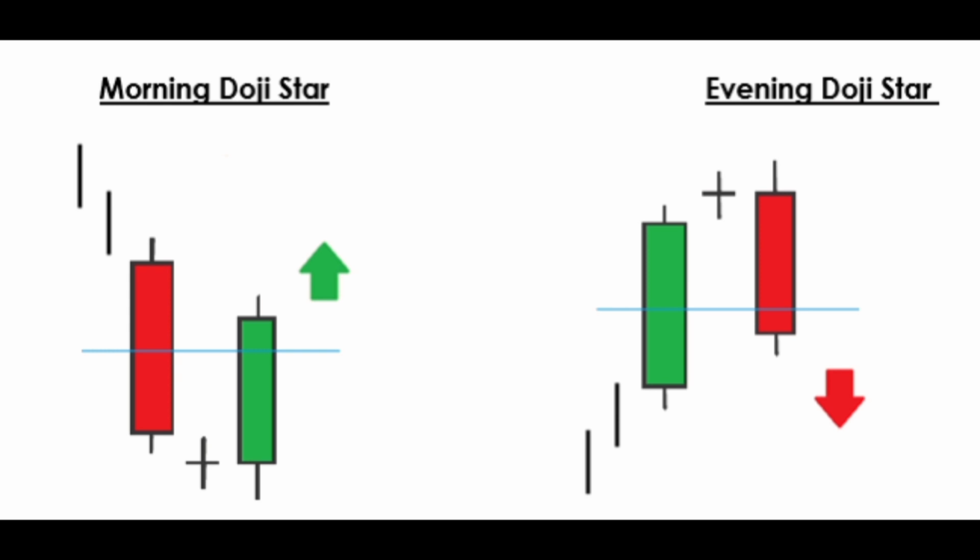The evening doji star, on the other hand, is the opposite of the morning doji star and is formed by a long bullish candle followed by a doji candle and then a long bearish candle. This pattern suggests that sellers are taking control and the trend may soon reverse.